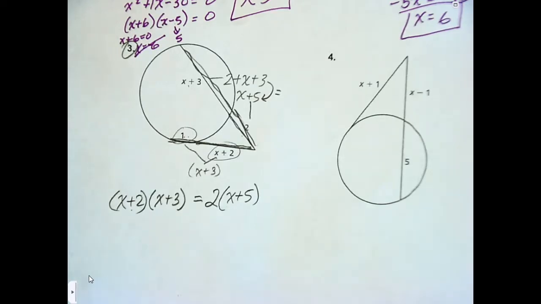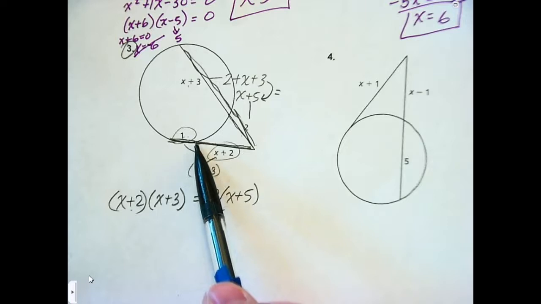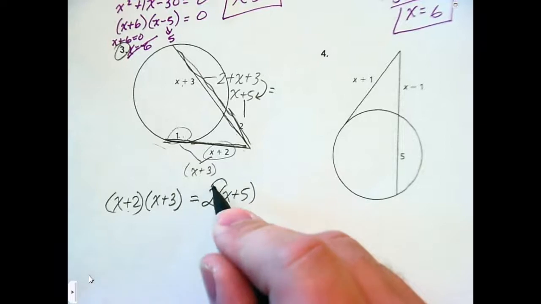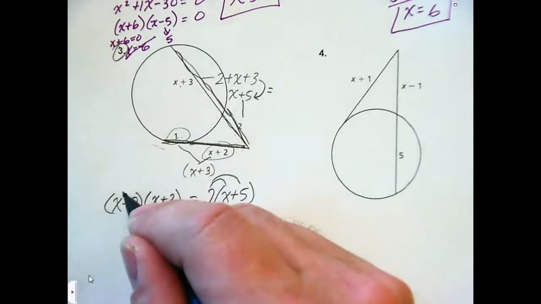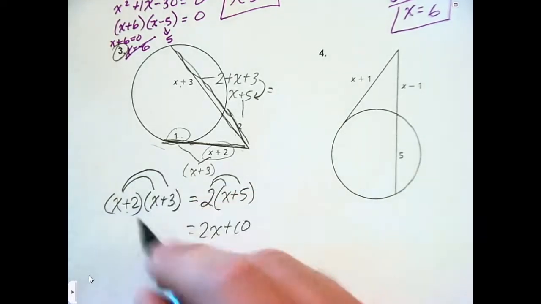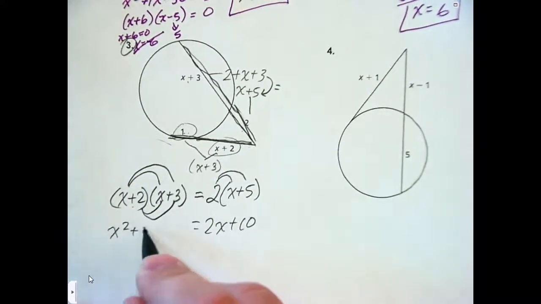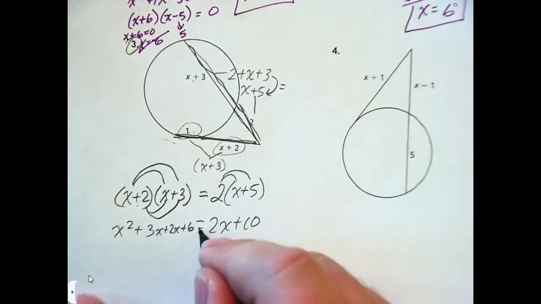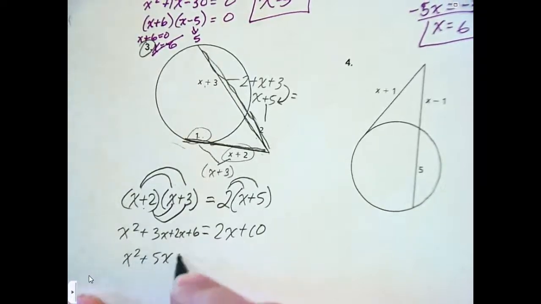I was going to ask, why are you combining them when it just says to multiply the internal by the external? You multiply the external by the whole thing. So this becomes 2x plus 10. Remember how to multiply these out. X squared plus 3x plus 2x plus 6. Next year, I'd hope that you could just look at that and go, yeah, I know that's x squared plus 5x plus 6.